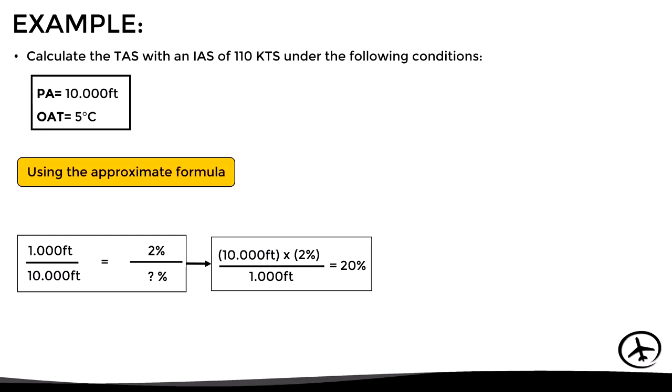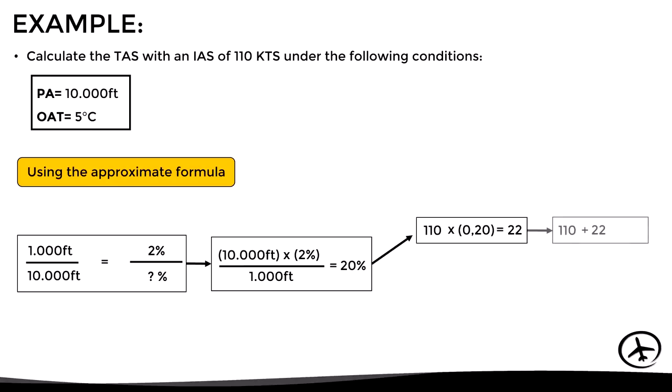With this information we could do two things. We can multiply 110 by 0.20, giving as a result the 20% of 110, which is 22 knots, and then add those 22 knots to the initial indicated airspeed of 110 knots, obtaining a true airspeed of 132 knots. The other way, which is a lot simpler, is to multiply directly 110 by 1.20, which is the same as obtaining the 120% of 110, giving as a result 132 knots of true airspeed. Either of these procedures can be performed, and the result will be the same.